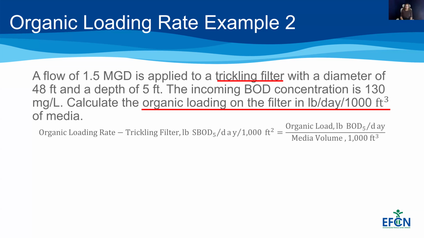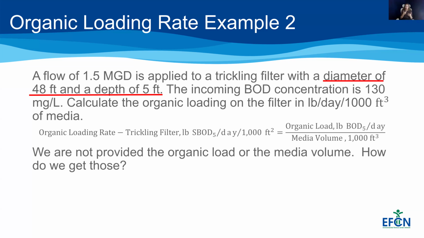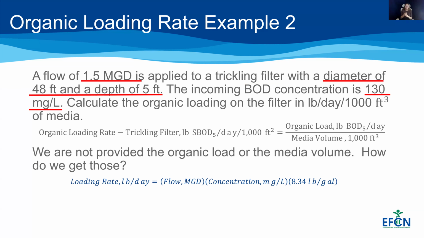So then we need to calculate the organic loading rate on the filter in pounds per day per 1,000 cubic feet. Same thing, we're going to have to adjust that later to make sure that we account for the 1,000 feet. But right now, we don't have any of our information. So the first thing we want to do is, like we said, we don't have our volume and we don't have our loading. However, we can calculate that with the same equation. This doesn't change. We just take our flow, which is already in MGD, multiply it by our concentration, and then multiply it by the conversion factor.